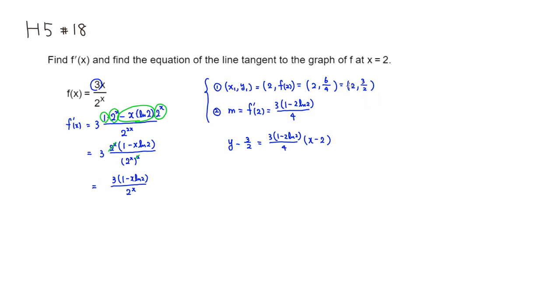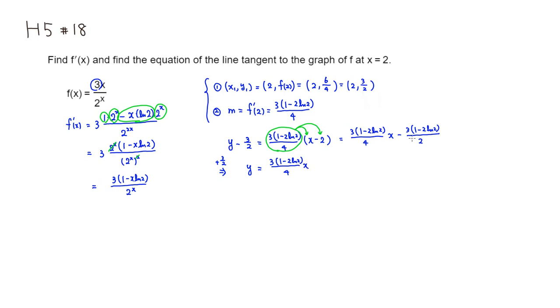Then let's try to simplify a little bit. I'm going to distribute this, times negative 2 there. So this is going to be 3 times 1 minus 2 natural log of 2 over 4, which is just a number, times x, and a minus, 2 and 4 cancel out, so you get 3 times 1 minus 2 natural log of 2 over 2. Then we can add the 3 halves so that we can isolate y, which is equal to 3 times 1 minus 2 natural log of 2 over 4 times x.